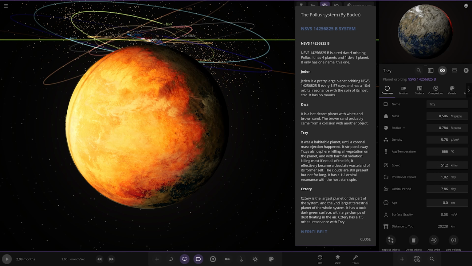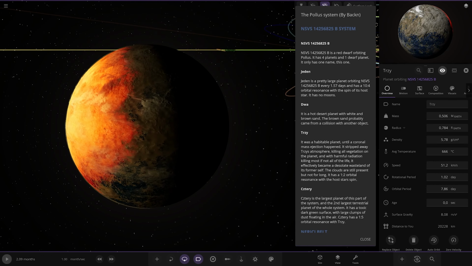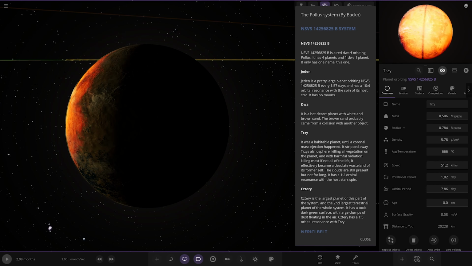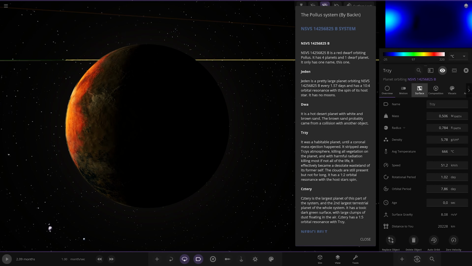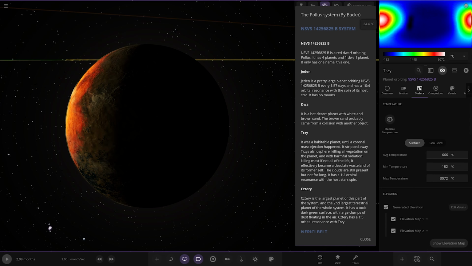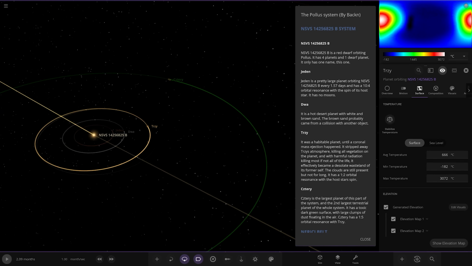It stripped away its atmosphere, killing all vegetation on the planet with harmful radiation, killing most, if not all, of life. It effectively became a desolate wasteland of its former self. The clouds are still present, but not for long. It has a 1-2 orbital resonance with the host star's spin. That's a pretty cool one. Look, scorched, and then it still has the water on the other side. Have a look at that. 21 degrees on the other side. Oh, yeah. Not where you want to be.